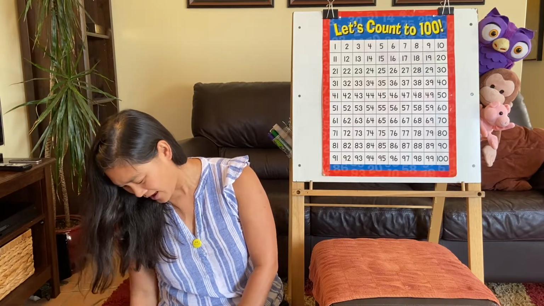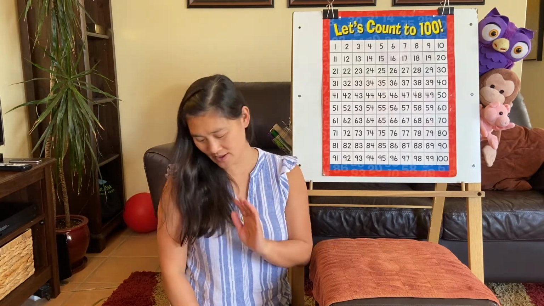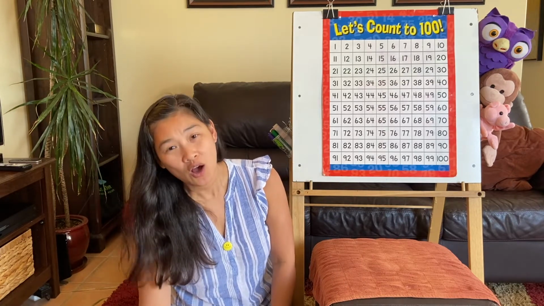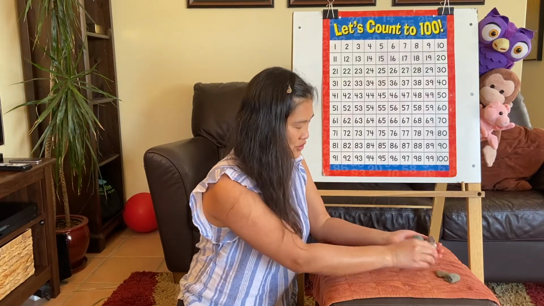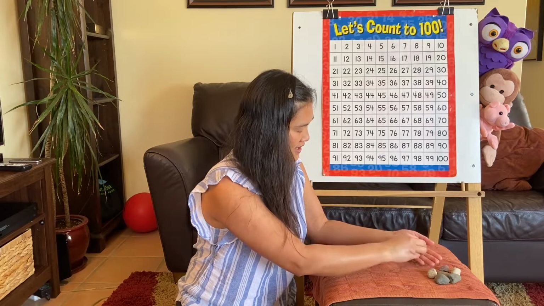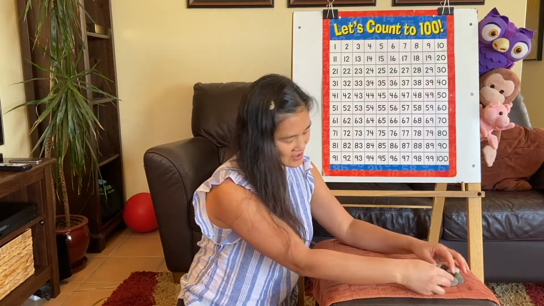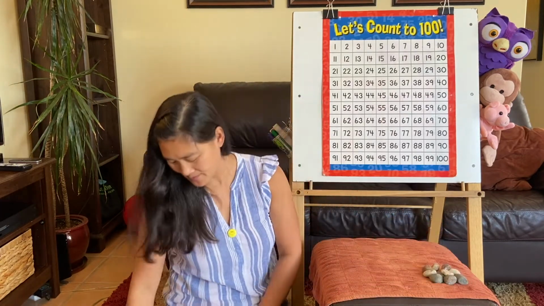Okay, and let's see. Remember last week we made columns of 10. So this week I'm going to count out my rocks and I'm going to put them in groups of 10. Okay, so you can help me. 1, 2, 3, 4, 5, 6, 7, 8, 9. So close. One more. 10. There's one group of 10.